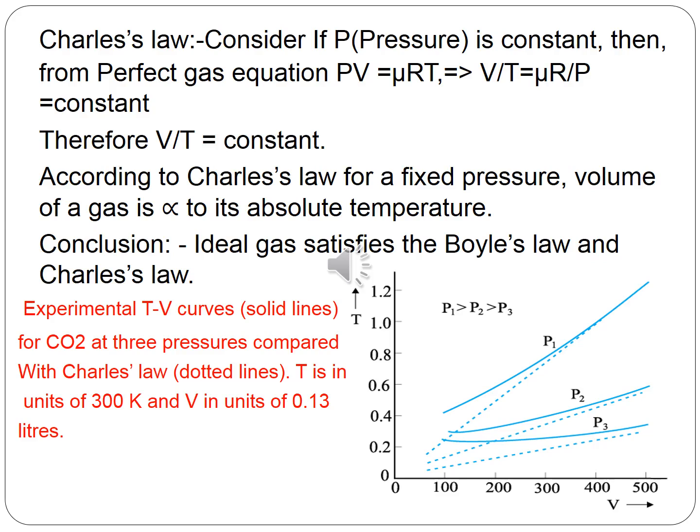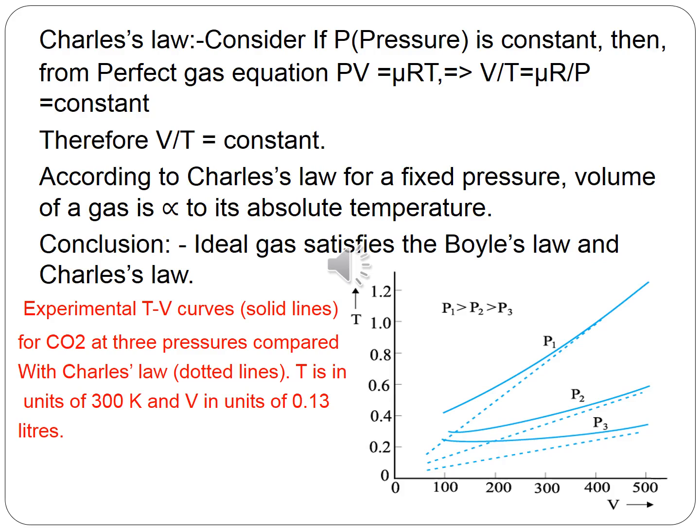The figure shows the experimental TV curves, which are represented by solid lines for the real gas carbon dioxide at three pressures P1, P2 and P3, where P1 is greater than P2, which is greater than P3, compared with the theoretical curves suggested by Charles' law, represented by dotted lines, where T is measured in units of 300 Kelvin and V is measured in units of 0.13 liters.